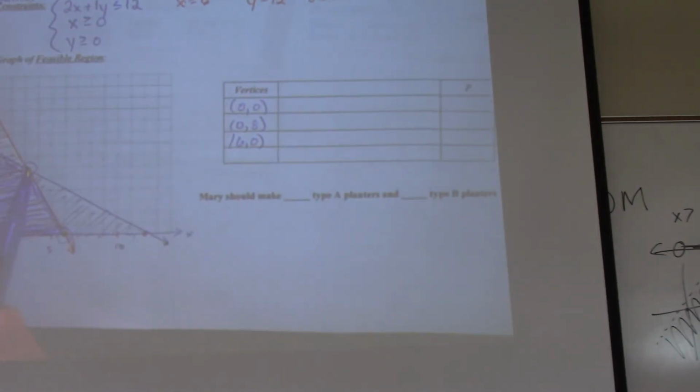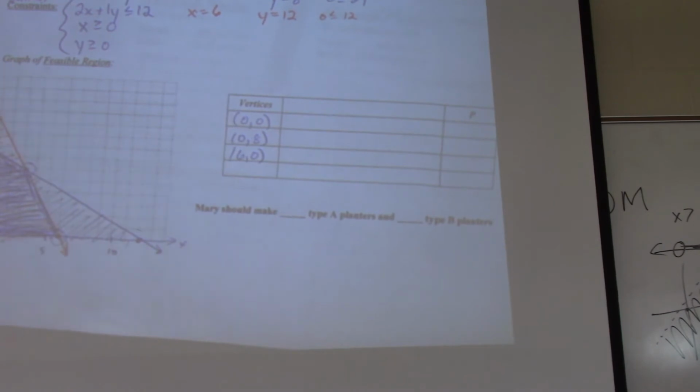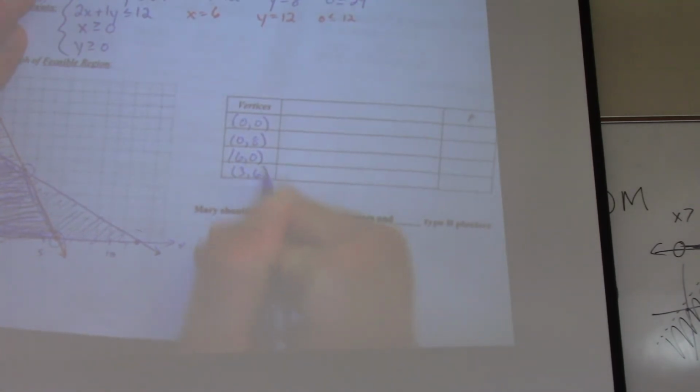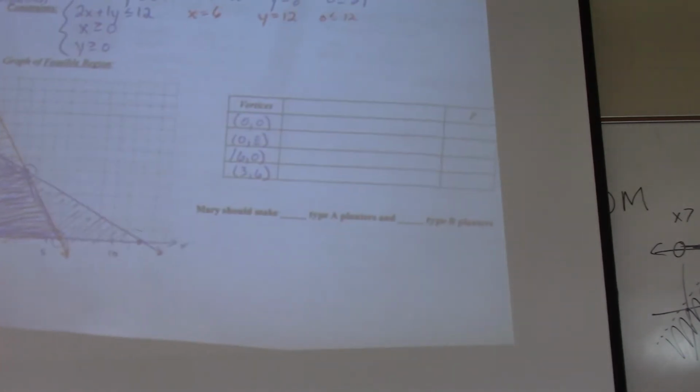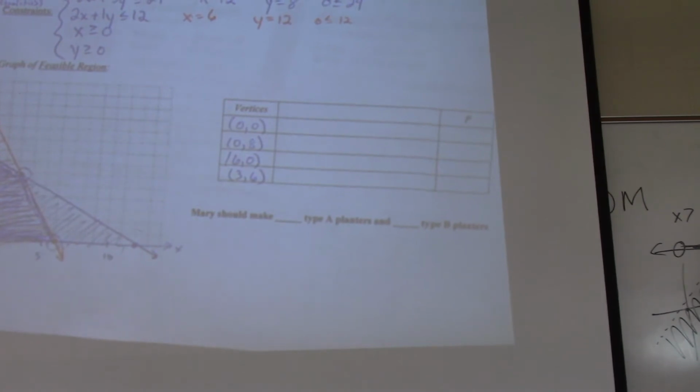Look at your own graph, don't look at mine. What do you see? 3, 6? Is that okay with everybody? Yeah, you can see it right on there, right? Over 3, up 6, absolutely. 3, 6. All right, so we came up with our vertices. Anybody remember what we do with those vertices? Yeah. Plug it in to the objective function.